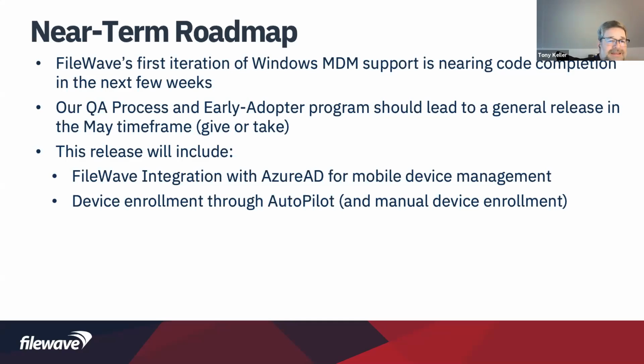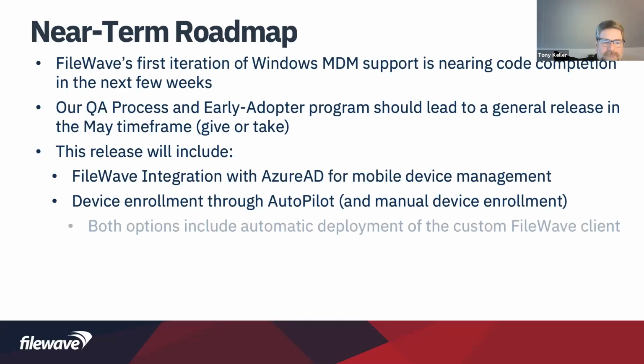Although, depending on what you want to do in the short term, you may not care about devices that are in the field, at least for the initial enrollment part. It all depends on what you want to do, so that will be something for us to evaluate in each of your environments. Both of those options include automatic deployment of that custom FileWave client, right? As I mentioned, when that enrollment happens, if the device is in Autopilot, it gets the FileWave client, so you can stop worrying about deploying the FileWave client either in an image or through GPL.